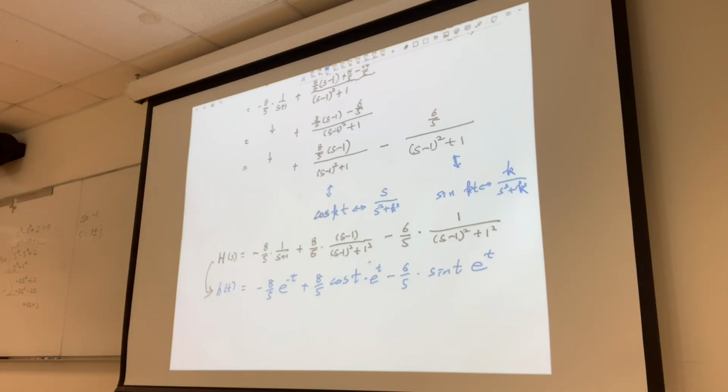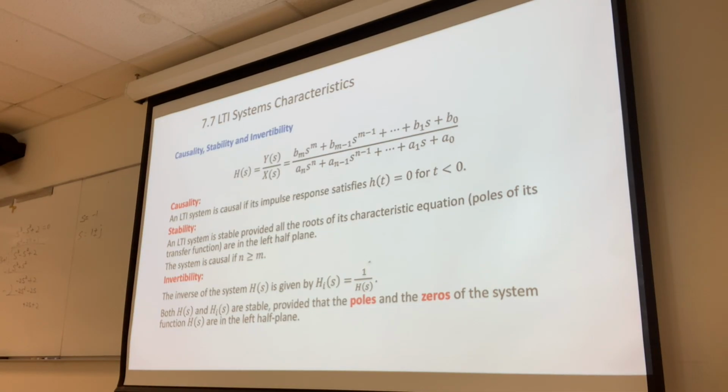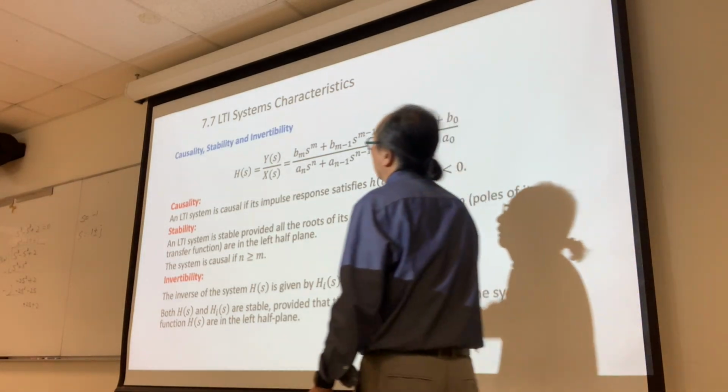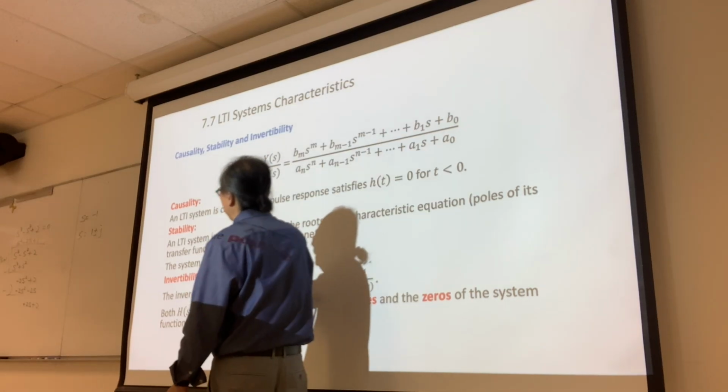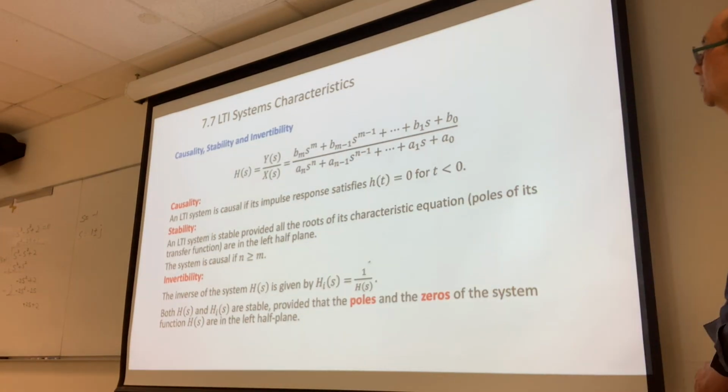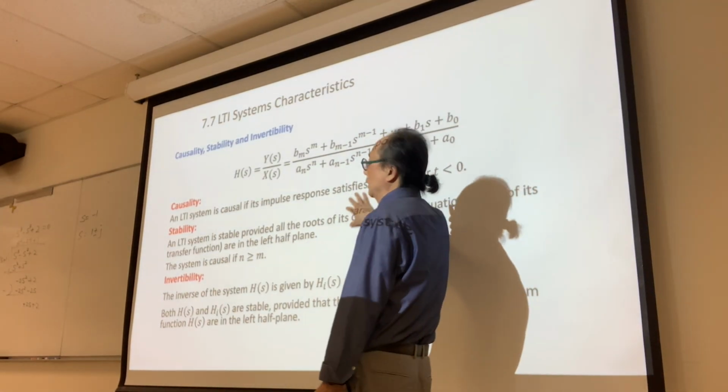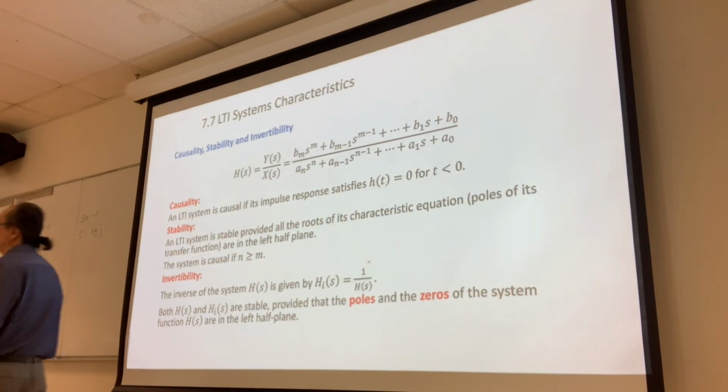So that's our answer. The one last item: there's a way to check for causality, stability, and invertibility for the impulse response. So you can take a look at it. It's just reading material. Okay.